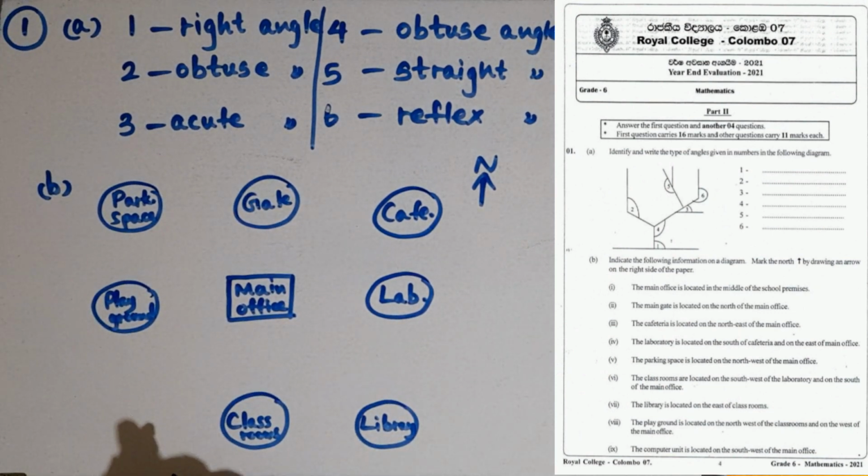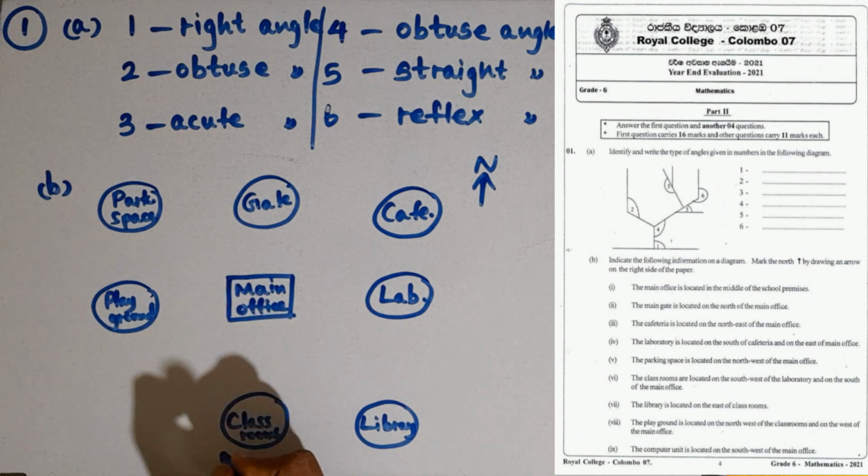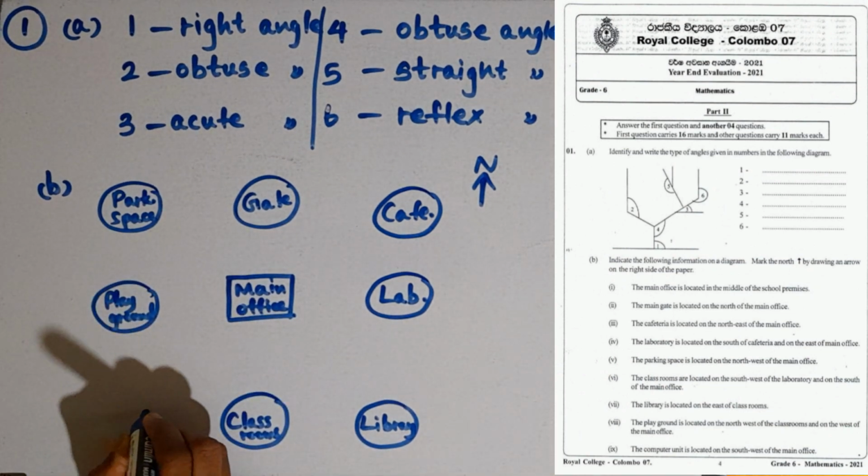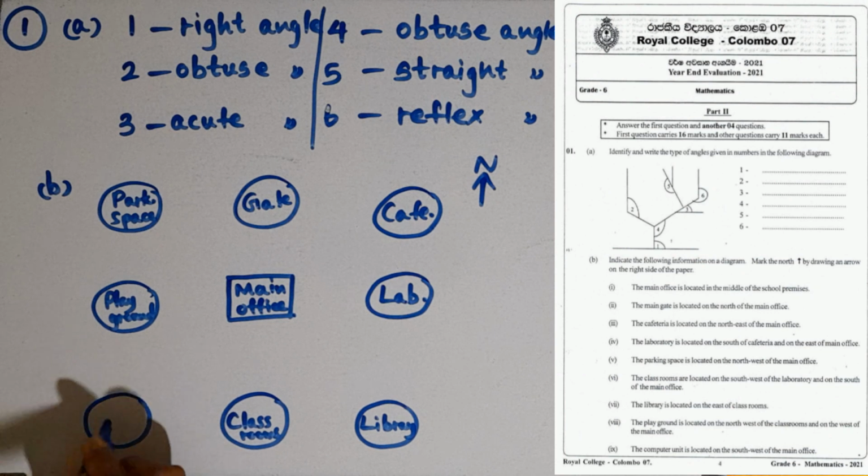Then number 10, last one. The computer unit is located on the southwest of the main office. Southwest in this direction. Here is the computer room unit.